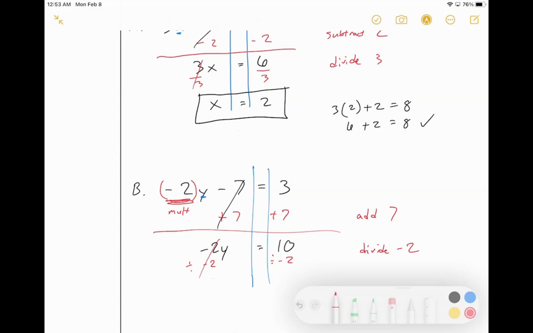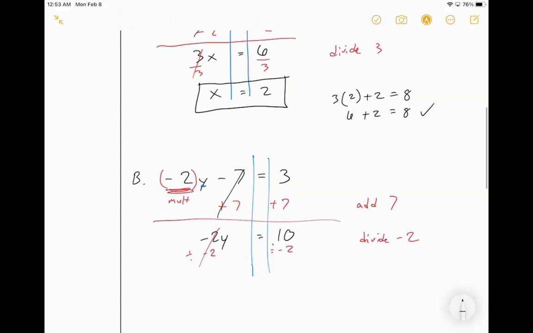That's going to cancel out here. Now remember, we saw negative, right? The alarms go off. Negative, negative. We got to watch out. y is equal to 10 divided by negative 2 is negative 5. I should get negative 5 on that one.